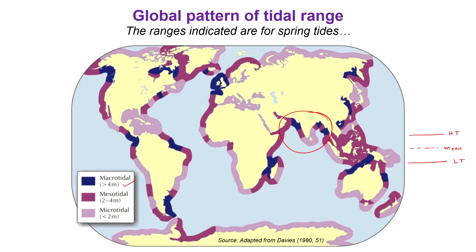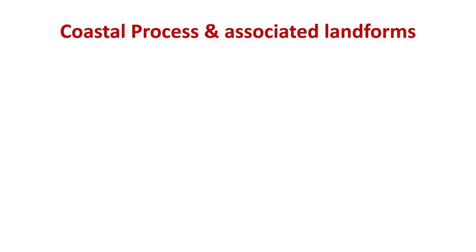And in some areas it is 2 to 4 meters, and in most part of the east coast of mainland India, we have the lesser tidal range, that is less than 2 meters. So, all these points we should keep in mind when we are talking about the runoff process, when we will talk about the tsunamis.